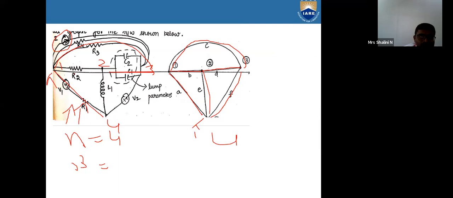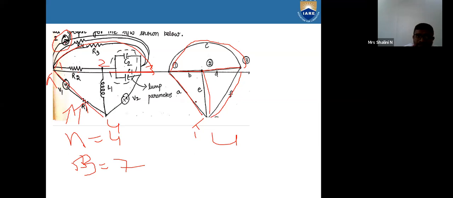One branch is nothing but elements. Branch elements: 1, 2, 3, 4, 5, 6, 7, 8, 9, 10. But you have to solve this parallel one as a single branch, no? So 1, 2, 3, 4, 5. Branch element is nothing but resistors and capacitors. So it is 7. It is forming one branch element. So it is 7.